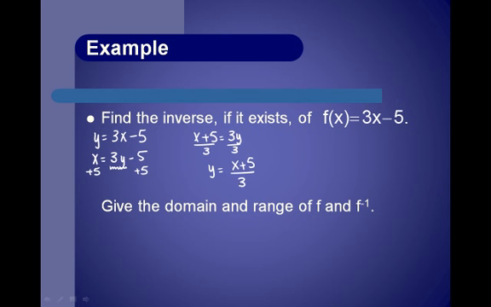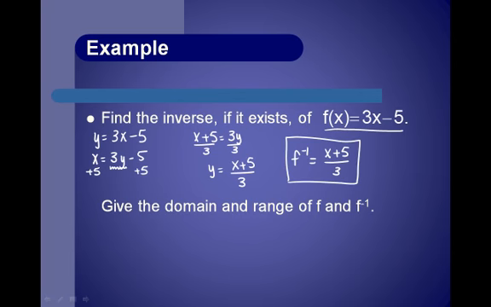We can go back to how we started this topic in words to find the opposite of 3x minus 5. Instead of subtracting 5 and then multiplying by 3, to find the inverse, we're going to add 5 and then divide by 3. So our last step says replace y with f inverse, so f inverse is going to be (x plus 5) over 3.